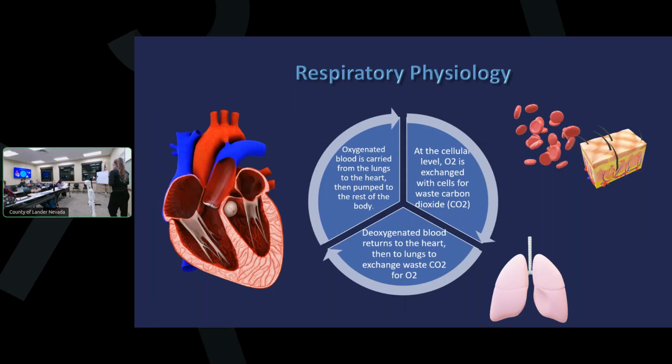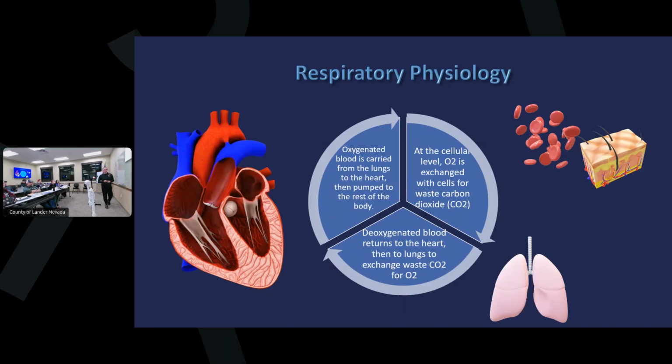Okay, so respiratory physiology: oxygenated blood comes from the lungs back to the heart and then goes to the rest of the body. At the cellular level, oxygen is exchanged and CO2 is exchanged. CO2 is like our body's waste. That's what our metabolism is producing. It puts CO2 back into the blood and then we breathe it out. Then the deoxygenated blood returns back to the heart to start the cycle all over again.